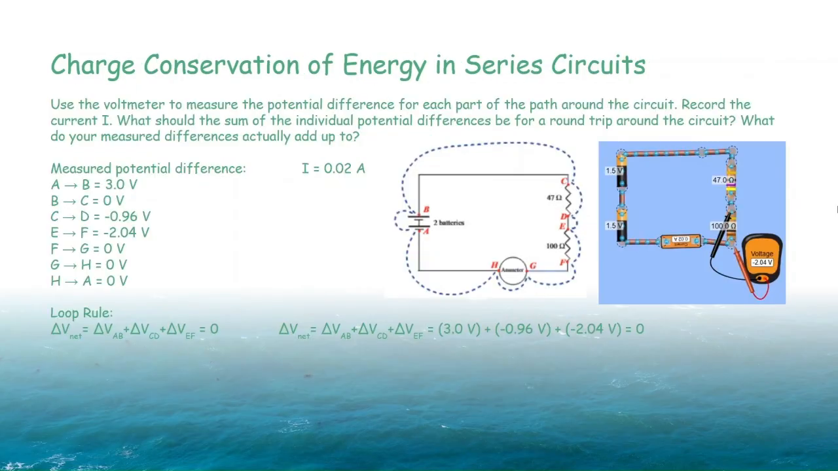I closed the circuit with a wire and used the voltmeter to measure the potential differences for parts of the path around the circuit by touching the 2 leads of the voltmeter to the different points that I needed to measure. The current was 0.02 amperes, and according to the loop rule, the sum of all individual potential differences for a round trip around the circuit should be 0. And as you can see from adding the measured potential differences in the simulation, they sum to 0.